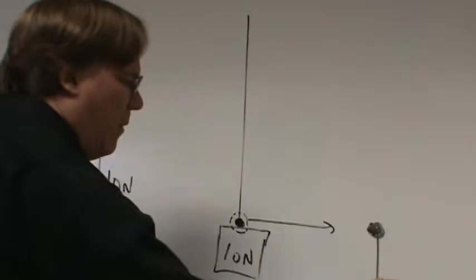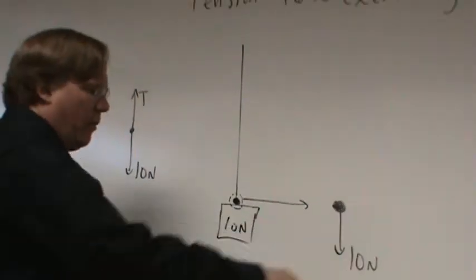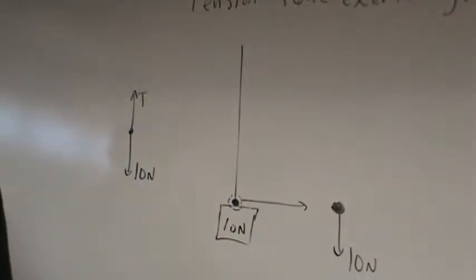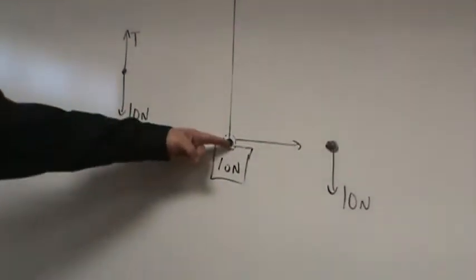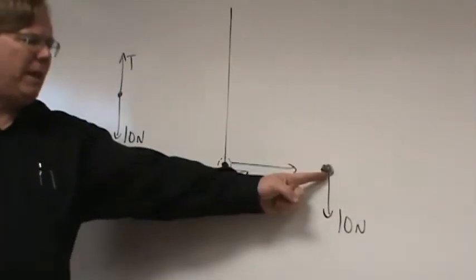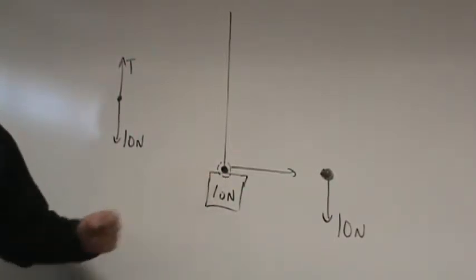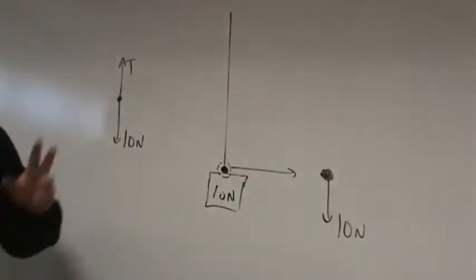I'm pulling down on it. This guy's pulling down on it with a force of 10 newtons, but this black molecule is not accelerating towards the center of the Earth. There must be an equal and opposite force being exerted on this black molecule. What's exerting that equal and opposite force on this black molecule? What's that, Noah? Good, tension.